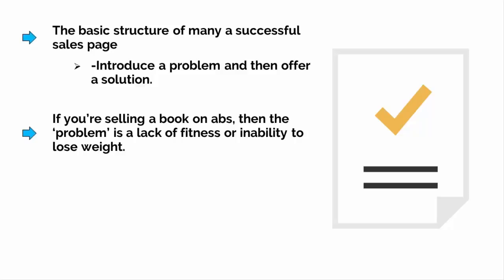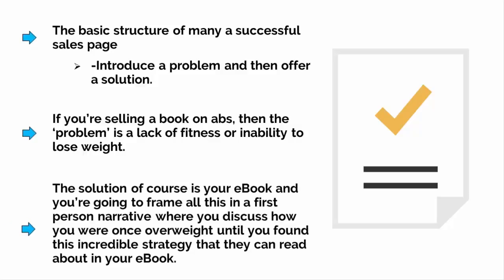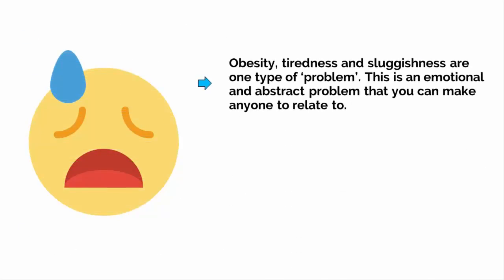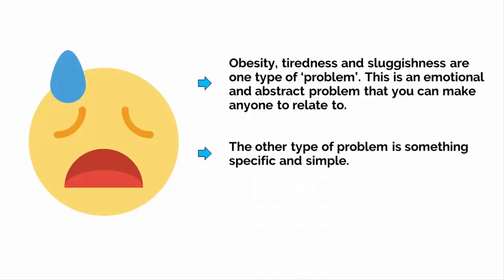If you're selling a book on abs, then the problem is lack of fitness or the inability to lose weight. The solution, of course, is your ebook, and you're going to frame all this in a first-person narrative where you discuss how you were once overweight until you found this incredible strategy that they can read about in your ebook. Obesity, tiredness, and sluggishness are one type of problem. This is an emotional and abstract problem that you can make anyone relate to. The other type of problem is something specific and simple.